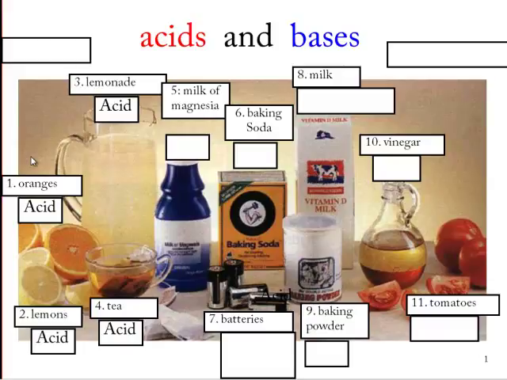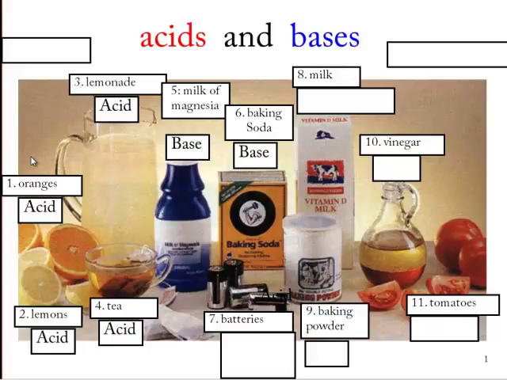Milk of magnesia, by night known as magnesium hydroxide, is a base. We'll come to learn that the hydroxide anion, that's OH-, is the quintessential form of a base. Baking soda, sodium bicarbonate, NaHCO3. There's no OH- in it, and yet it is a base. We'll later learn that it forms OH- when dissolved in water.